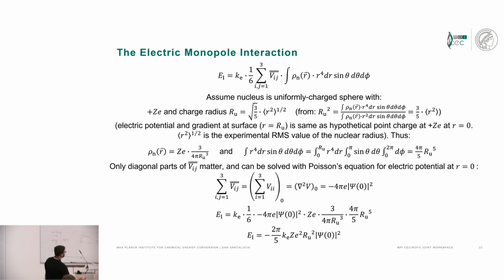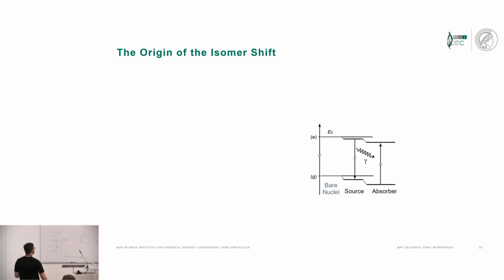But eventually you get to a punchline where the energy of a given electric monopole is given by some collection of constants, including the effective nuclear charge. The two key quantities I want to highlight are that the radius of the nucleus matters, but also the electron density at the nucleus, so the square of the wave function at the nucleus. Those two things are the levers that are going to control the energy of the electric monopole.